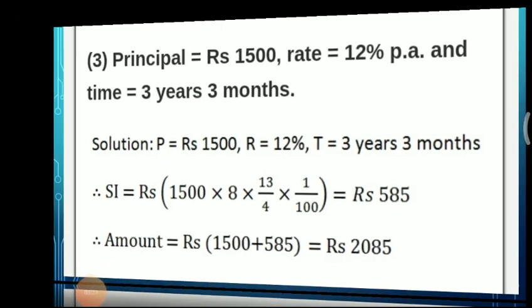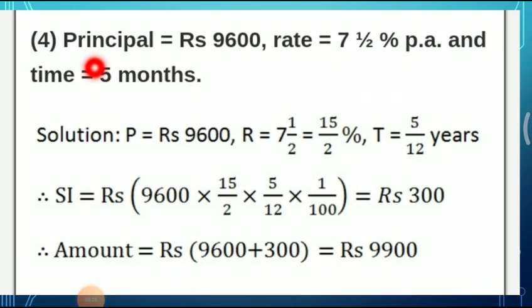Now question number 4 is: find the SI, find the amount when principal is equal to 9600 rupees, rate 7 whole 1 by 2% and time 5 months. You write it: principal 9600, R 7 whole 1 by 2 means 15 by 2%, and time 5 months means 5 by 12 years.